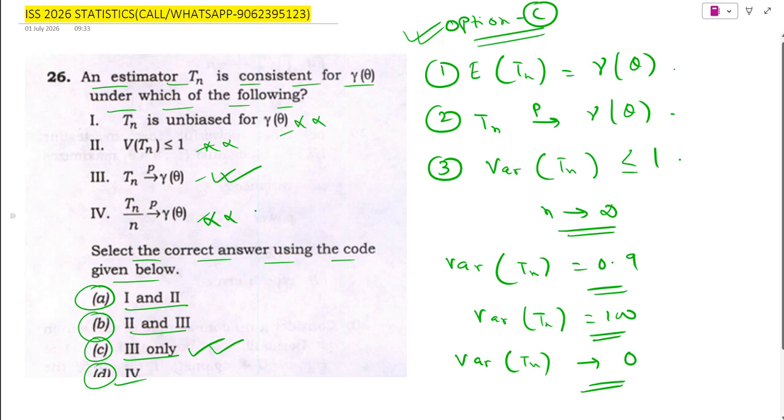So clear? This question is a wonderful example of how UPSC tests the conceptual clarity. And notice that no calculations were required. You simply need to know the definition of the consistency. Okay. So this thing is very important for the examination.